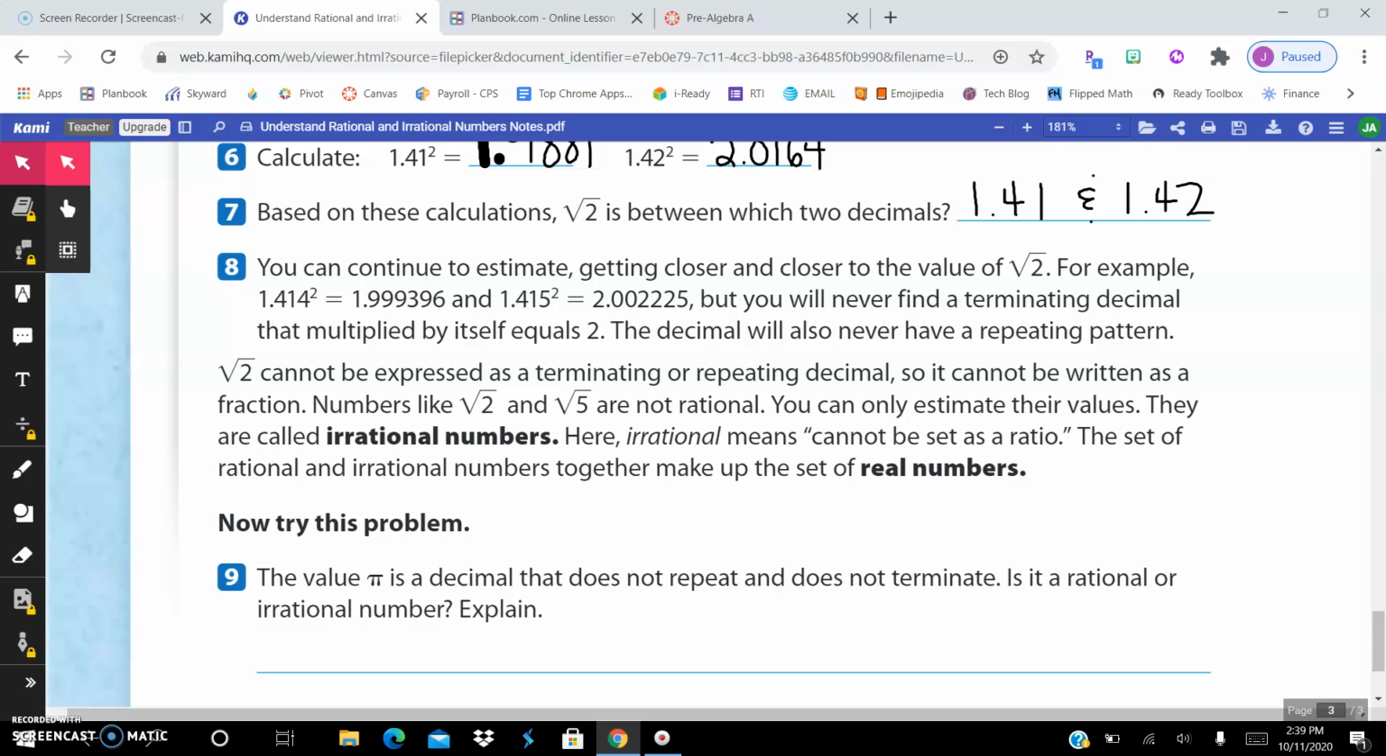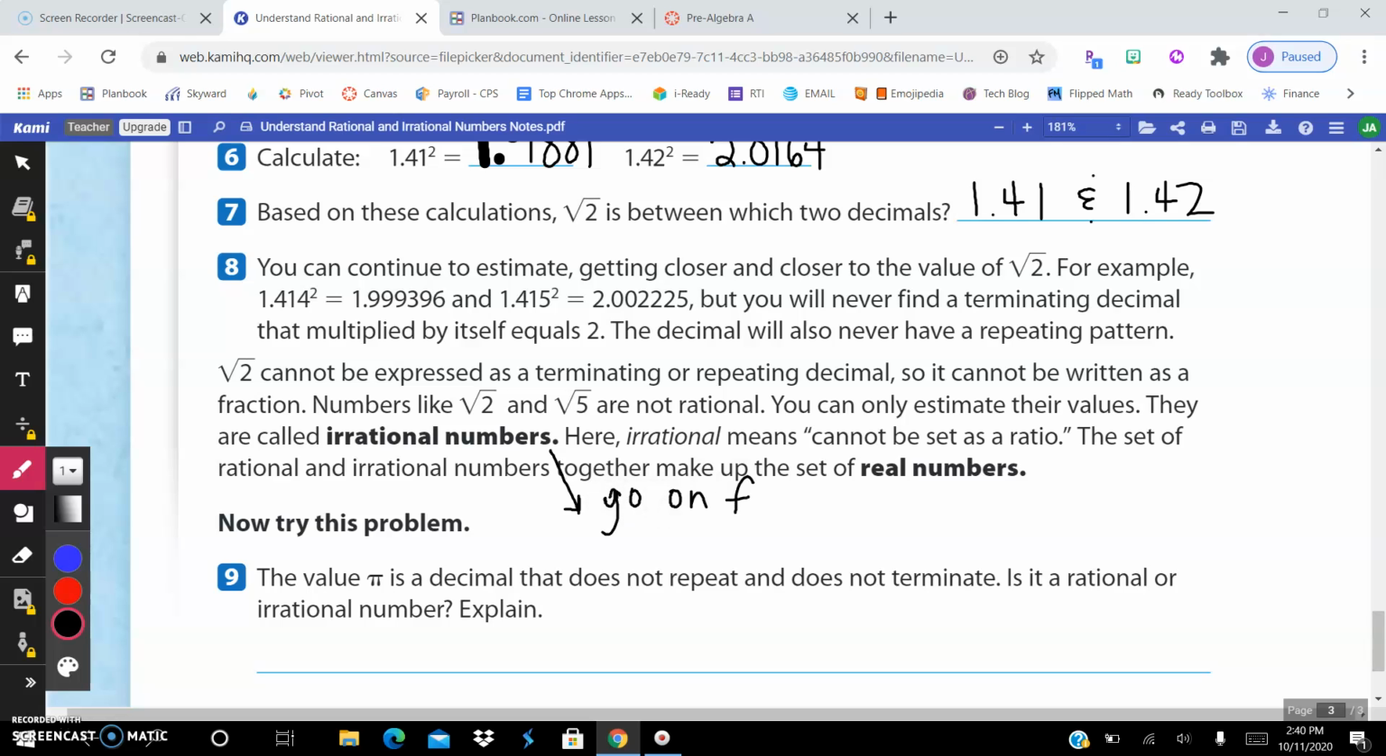So anything that's not a perfect square, so those numbers that we can take the square root of and get whole numbers, so like the square root of 9 is 3, anything that doesn't work out like that is going to be referred to as an irrational number. And an irrational number cannot be written as a fraction or a ratio. And irrational numbers go on forever and they never repeat. So that is a good point to remember. So go on forever and never repeat.